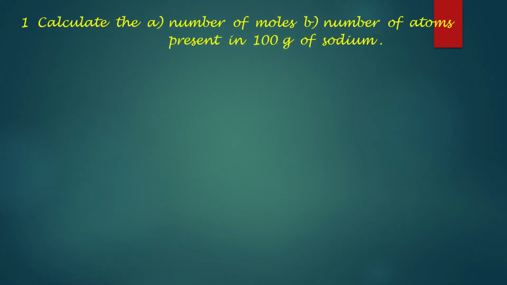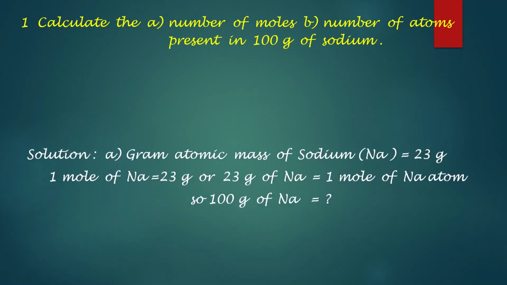So consider this problem. Calculate the A, number of moles, B, number of atoms present in 100 gram of the sodium. Now in this problem there are two parts. In the first part you have to calculate the number of moles of sodium atoms present in 100 gram of the sodium, and in the second part you have to calculate the number of the sodium atoms present in 100 gram of the sodium. Now let us take the first part.